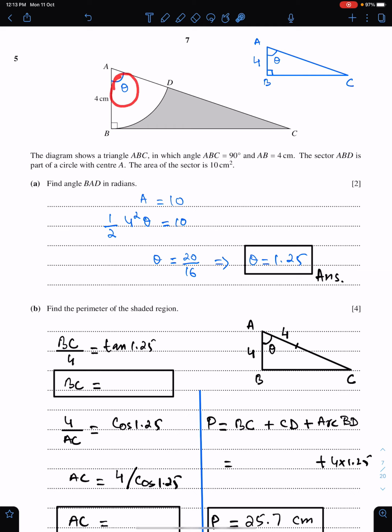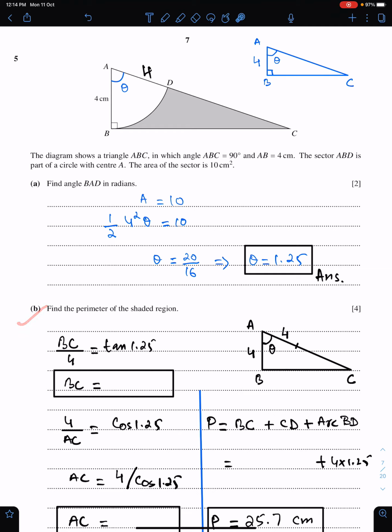We need this angle theta. This is 4, so this is also 4. AD is also 4 because AD is a radius. So with the help of this area 10, we can easily get this angle theta. The formula for the area of a sector is half r squared theta. By using this formula, we can get the value of theta, which is 1.25 radians.